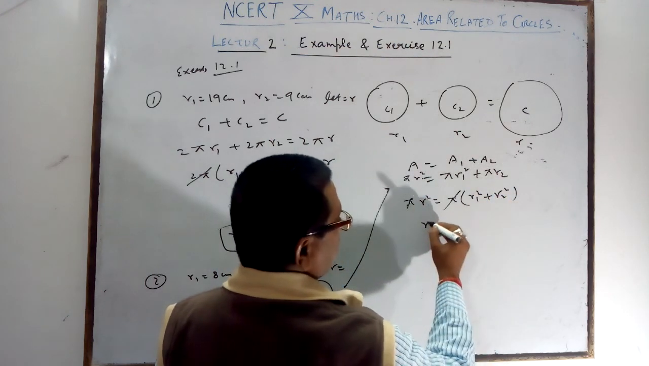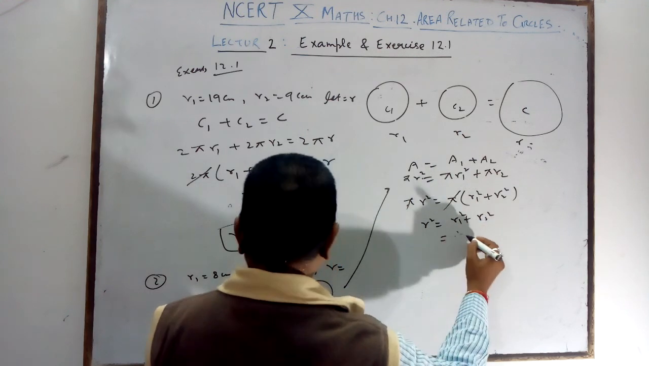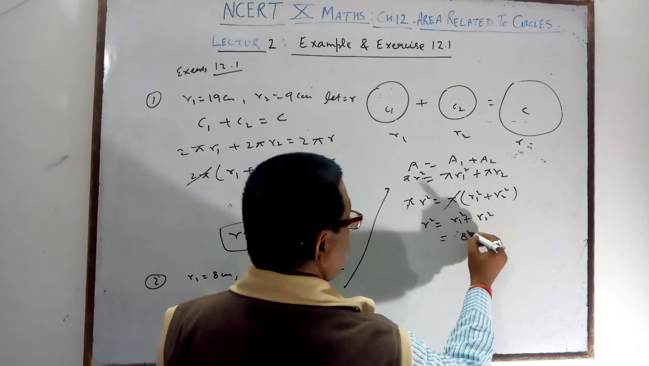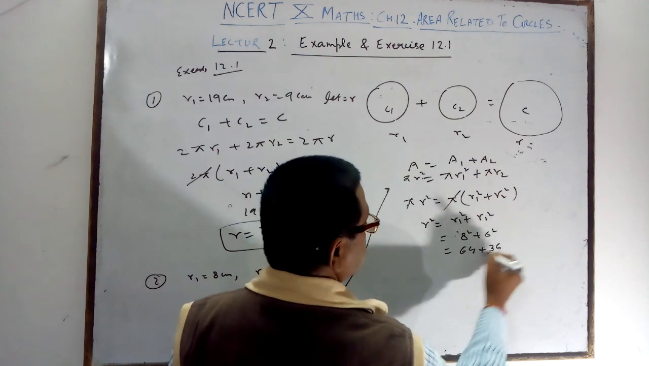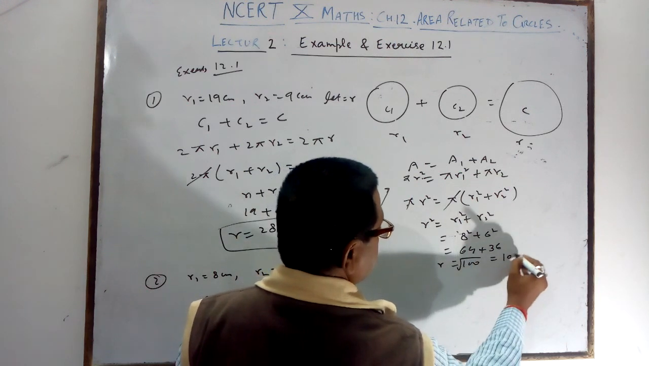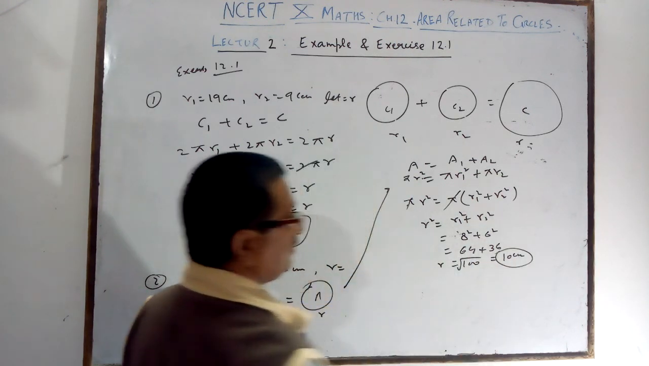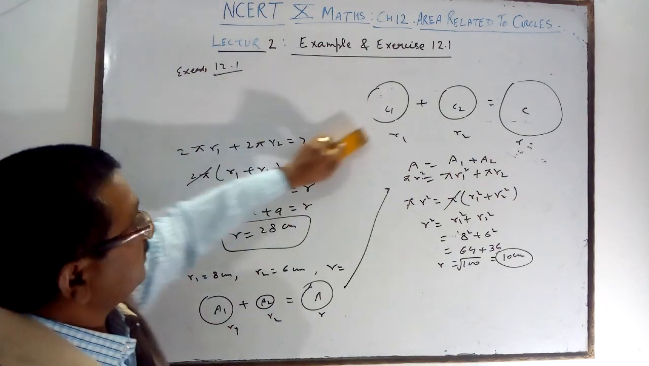Pi cancels. R square is equal to R1 square plus R2 square. R1 is 8, so 8 square plus 6 square, 64 plus 36 gives you 100. So R is equal to root 100, that is 10 centimeter, the radius of the circle whose area is the sum of the other two.